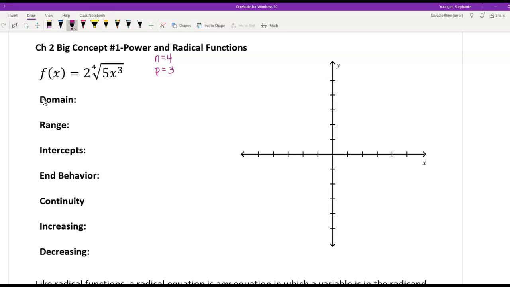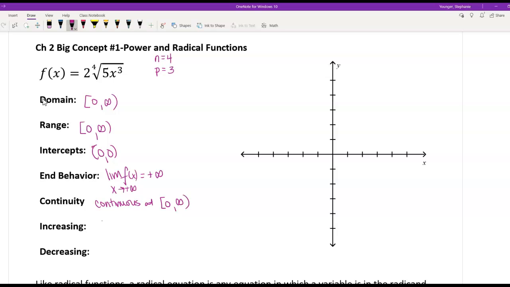And then my p is 3. So domain, 0 to infinity, just like we looked at. Range, same thing. Intercepts at (0, 0), and behavior. The limit of f of x as x approaches positive infinity is going to be positive infinity because we have nothing in that negative direction. It is continuous on 0 to infinity. It is increasing from 0 to infinity, and it is not decreasing one bit.